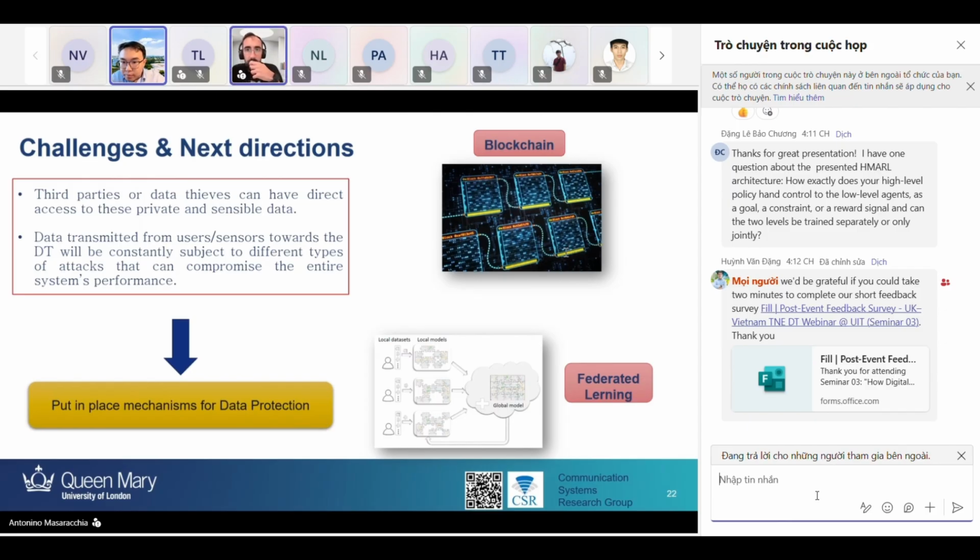Yeah, I saw. So it's about the hierarchical multi-agent assessment. How exactly do your high-level policies pass control to the low-level agents: as a goal, a constraint, or a reward signal? And can the two levels be trained separately or only jointly? Okay, this is a very interesting question because it's an open research challenge. So there are a lot of possibilities that can be investigated in this part.